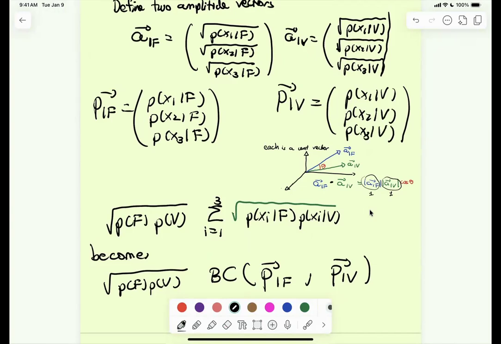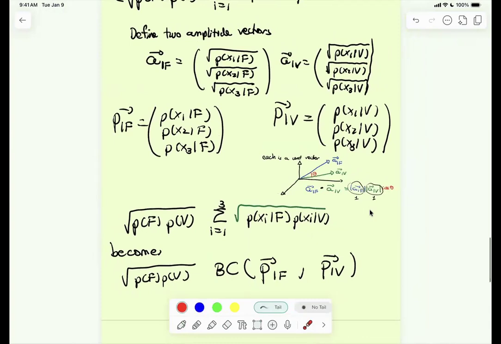Okay, so maybe let me say it this way. There were 3 colors, right? The colors were red, green, and purple, and there were 2 vegetables. So you can look at the probabilities of the colors conditioned on being a fruit, or the probabilities of the colors conditioned on being a vegetable. And that gives you 2 vectors, which are these 2 vectors that you see here.